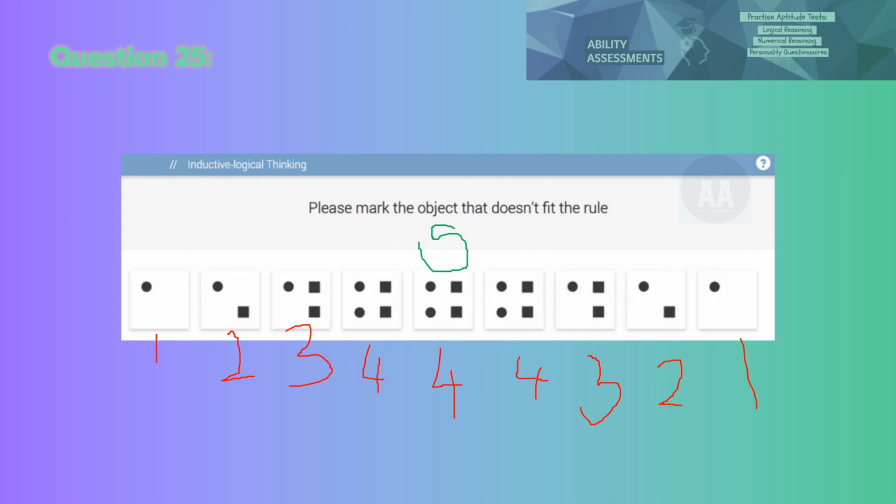And again, like we mentioned previously, don't let the split between the number of circles and the number of squares in any of the objects confuse you or distract you from the main pattern. These are just used to distract you. So this is the correct answer.